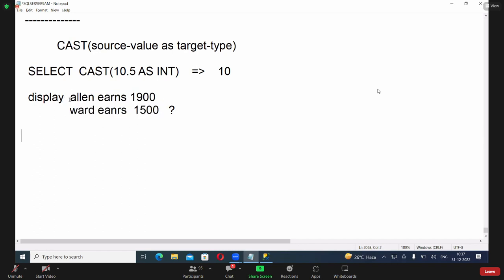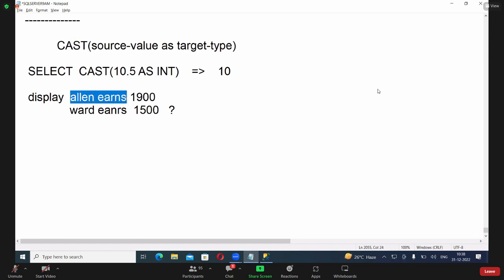What is Alan? Name. What is ends? Ends is not salary. Ends is a string. What is 1900? Salary. 1900 is salary. Okay? Alan is the name, ends is a string, and 1900 is the salary.